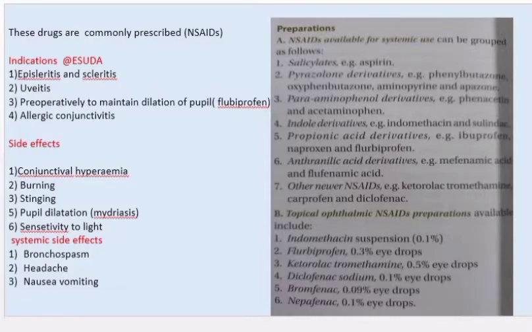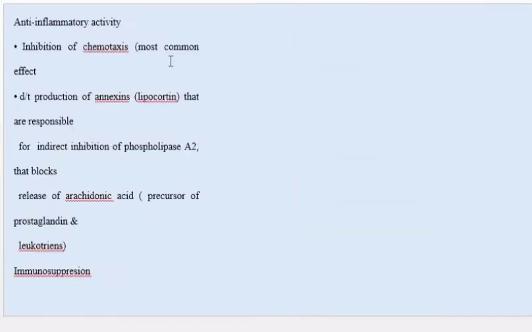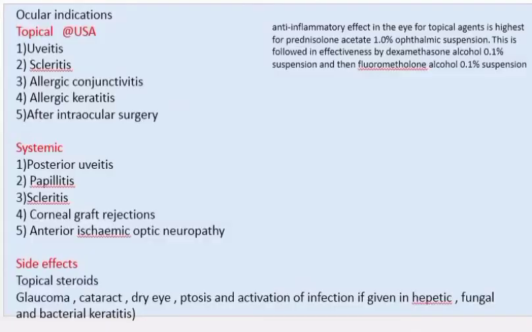Now let's go to the next drug, corticosteroids. Prednisolone acetate ophthalmic solution is given like this, and by the name you can identify it. If asked about the mechanism of action, we can say anti-inflammatory activity: inhibition of chemotaxis, the most common effect, and production of annexins, lipocortin, which are responsible for indirect inhibition of phospholipase A2 that blocks the release of arachidonic acid, and immunosuppression. We all know the functions of glucocorticoids, so you only have to write that, matching it with the ophthalmic uses.